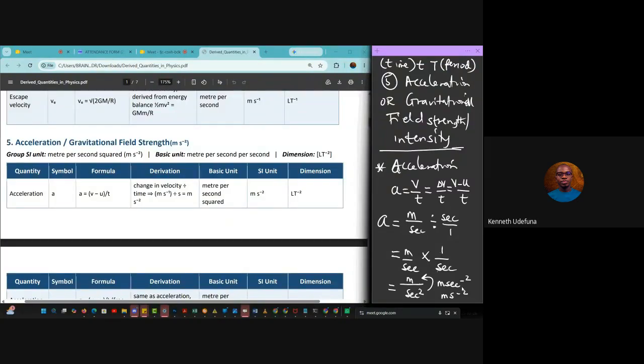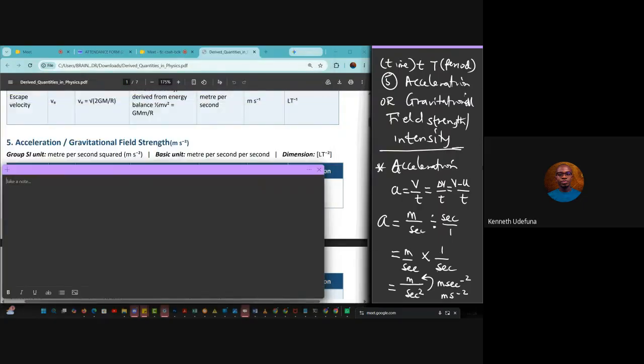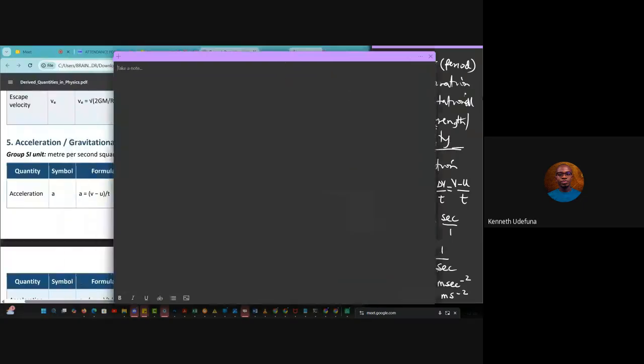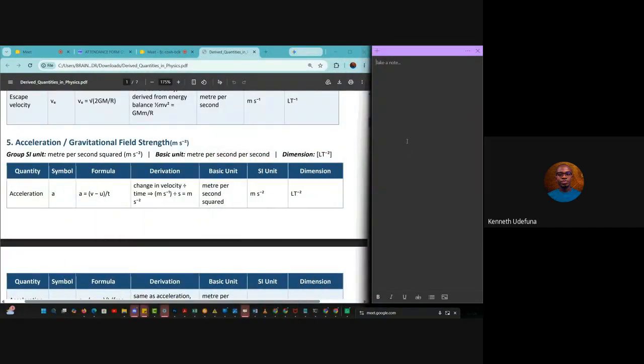Okay, so now coming to this, since we have gotten this, what is going to be our dimension? Someone should drop the dimension in the chat box. First, what's going to be the dimension? Since this is meter per second squared, what is the dimension going to be? Yes, the dimension is LT minus 2. Are you guys following?